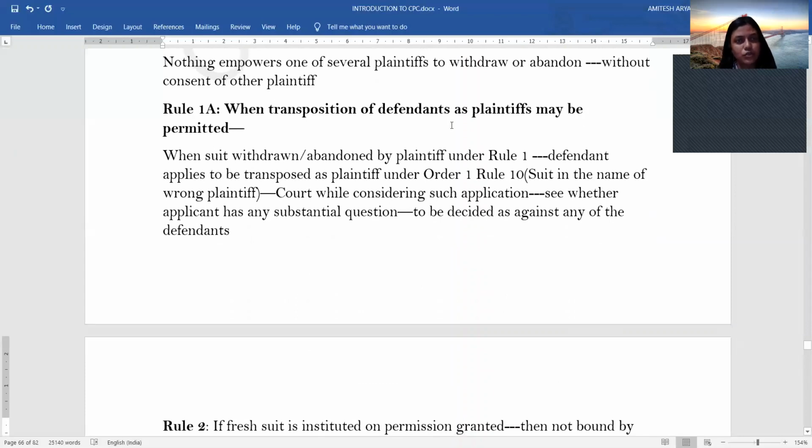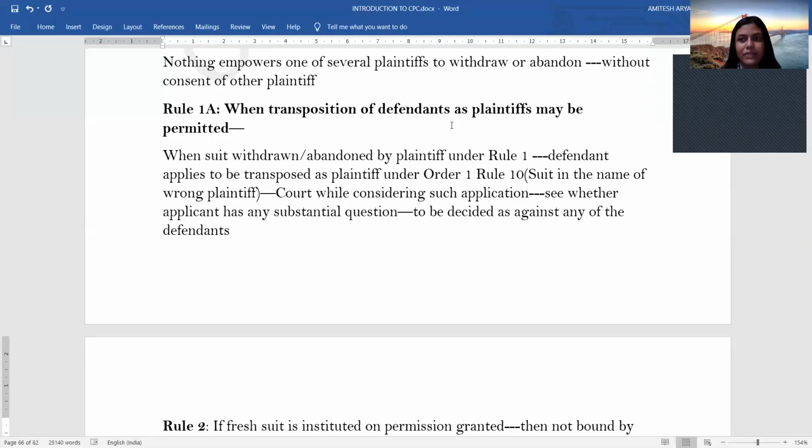And for a minor, you should know that minority is a legal disability, and there the court is extra cautious that nobody is trying to take advantage of the disability that the person is laboring under. That is why that affidavit, stating that this withdrawal is for the benefit, etc., has to be given. Now, Rule 1A is where transposition of defendants as plaintiffs may be permitted.